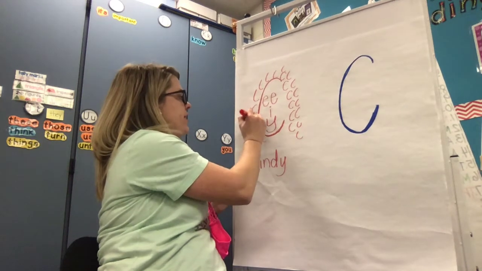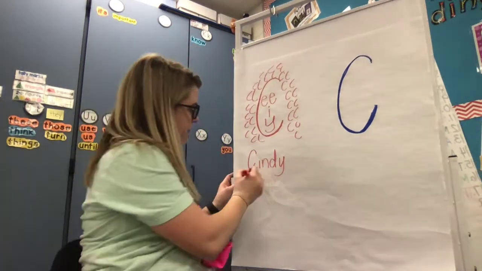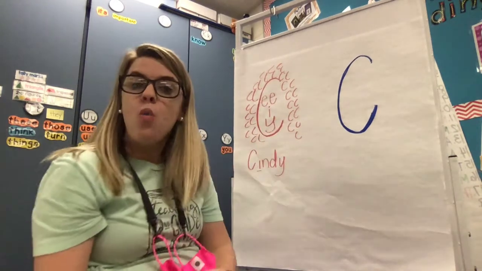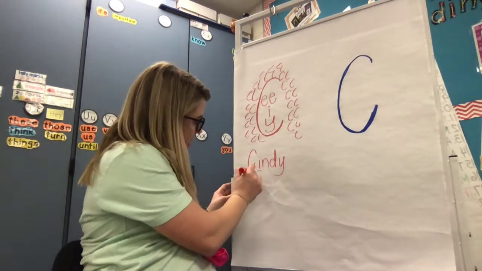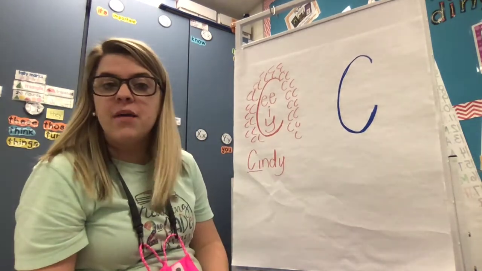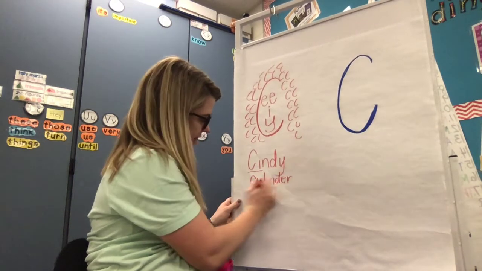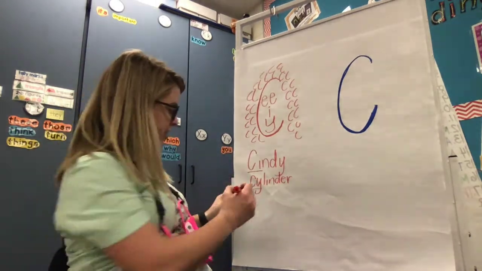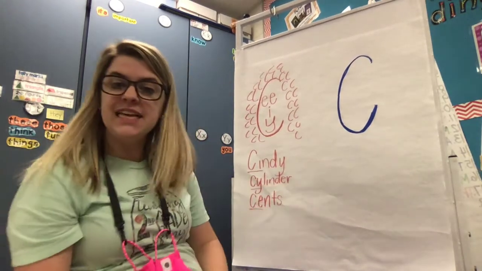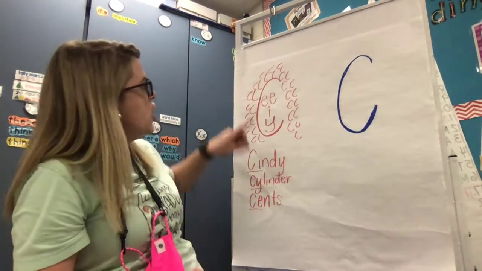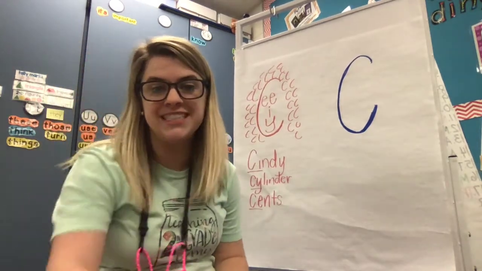Now, the rule for this is that if we see the letter C coming before an I, an E, or a Y, it's going to make the S like an S, soft C, like in the word Cindy, all right? We might can think about this. Cindy bought a cylinder. See, there's that Y. So Cindy bought a cylinder for 5 cents. So we're going to remember that C followed by an E, I, or Y makes that soft C sound, like S, right?